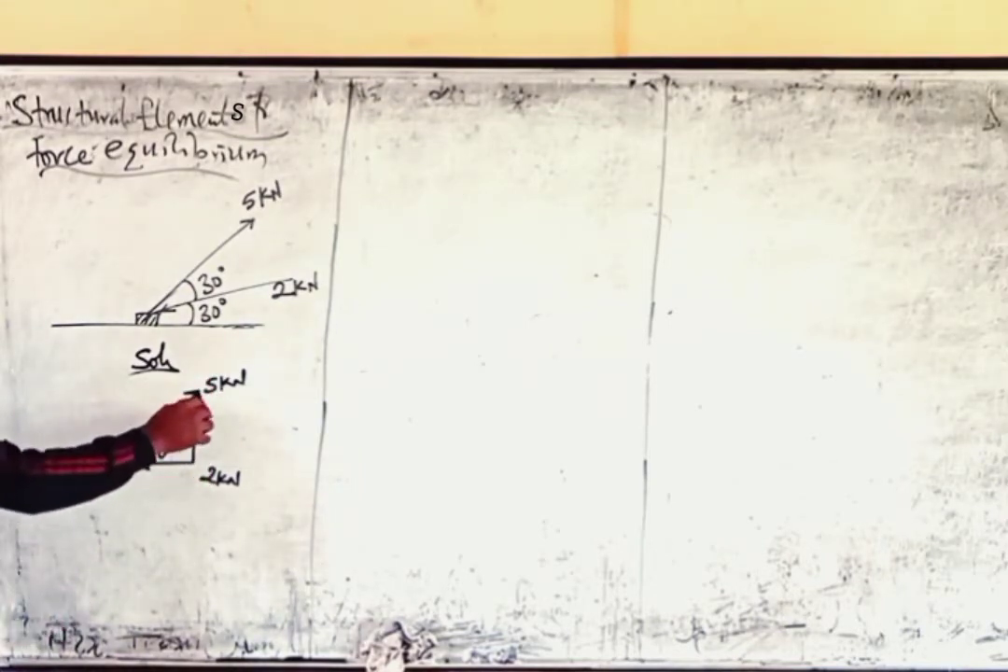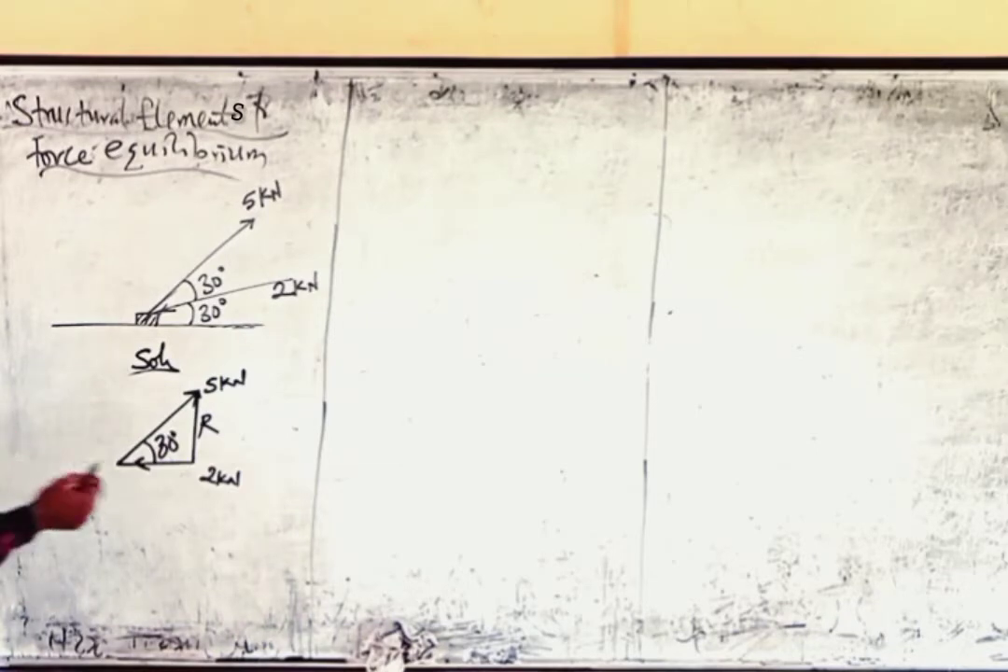So this will be the resultant. Why? Because look at it. This is the starting point. One of them is coming into the starting point. The other one is leaving. Both of them are not going towards the same direction.